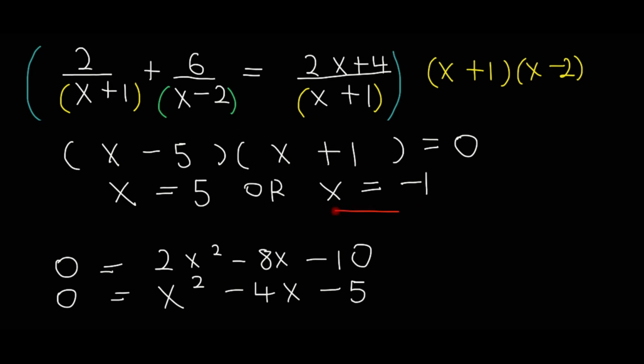This is minus 1. We can substitute minus 1 here. Minus 1 plus 1, and then minus 1 plus 1 is 0. So the denominator is 0. So this means in our conclusion, x is not equal to minus 1, and this 5 is our only answer. So that's it for this problem.